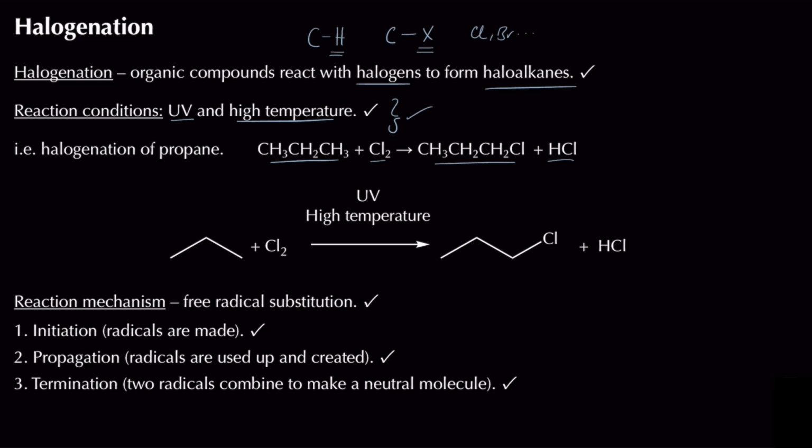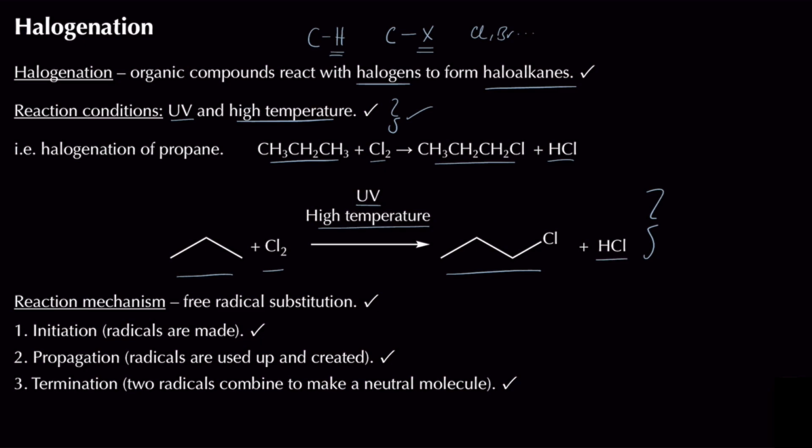Now, I can also write this out as a synthesis pathway, and a synthesis pathway is basically to show how a reaction goes from reactants to products, with our conditions given above the arrow, which you can see is going to be UV and high temperature again. I've got here a molecule of propane, which reacts with chlorine, and we end up producing 1-chloropropane and then HCl.